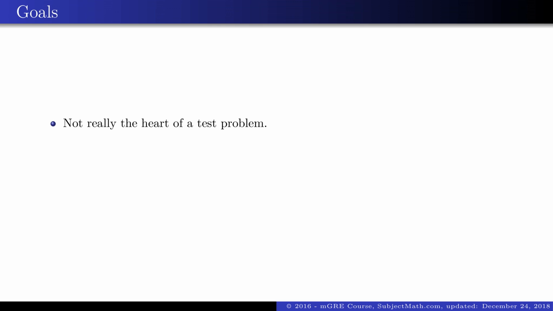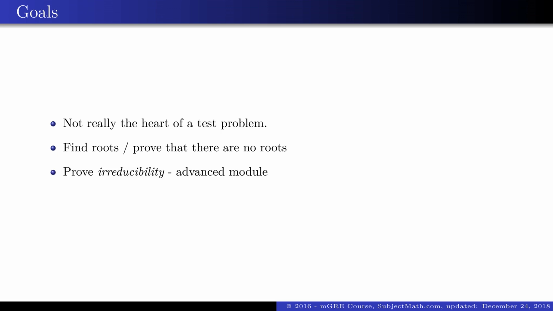You rarely see a problem in the test that tells you to explicitly solve a polynomial, but this situation arises in a lot of problems, whether it is a characteristic polynomial of a matrix or the solution to an optimization problem. You have to know how to deal with those roots efficiently. Usually, you need to find roots or prove the lack thereof. You sometimes need to conclude irreducibility of a polynomial, meaning that it cannot be factored into two polynomials of lesser degrees. We will deal with that in the advanced module.